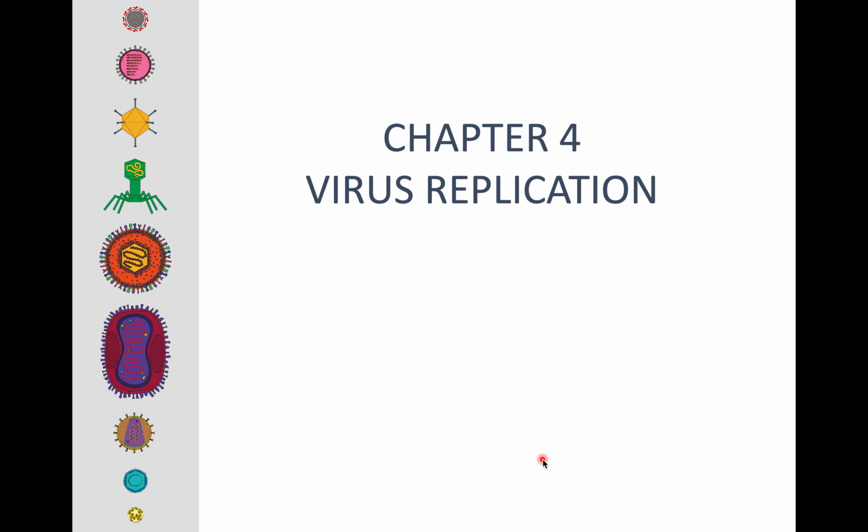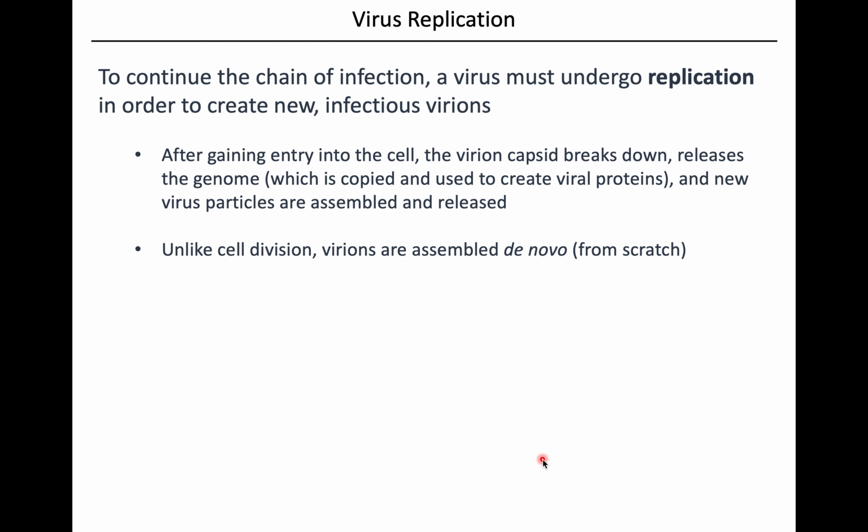All right, in chapter 4, we're going to be talking obviously about virus replication, as you can see from the title slide here. And so, if a virus is going to be infective, it has to go through its replication cycle. And that, as we're going to see, involves many steps.